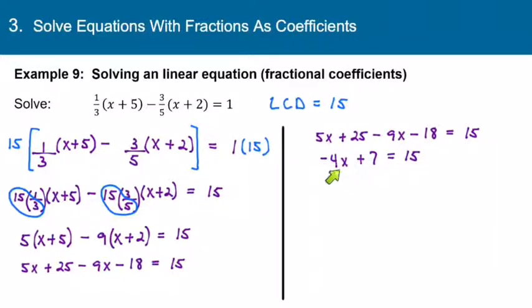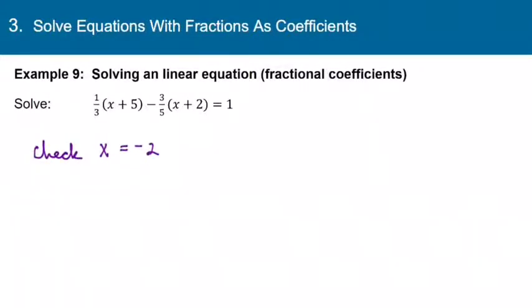And now we're trying to isolate the x terms, so we'll say minus 7 on both sides of the equal mark. That will give us negative 4x equals 8, and then we divide both sides by negative 4. The negative 4's will cancel, and we'll have x equals 8 divided by negative 4, which is negative 2.